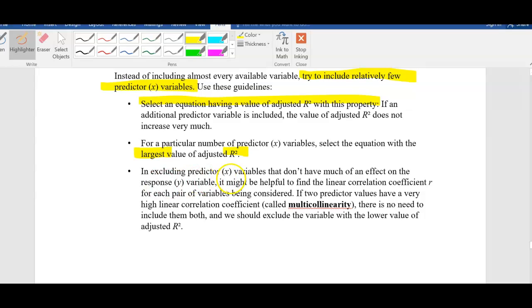In excluding a predictor variable that doesn't have much of an effect, if we put one in and it doesn't change it much, we do not use it. So you exclude a predictor if it does not have much of an effect on the r value.